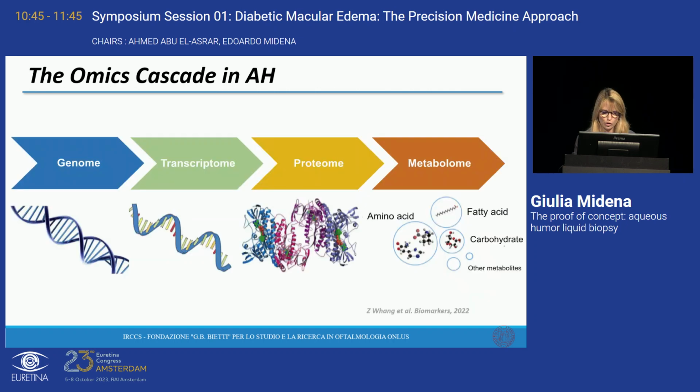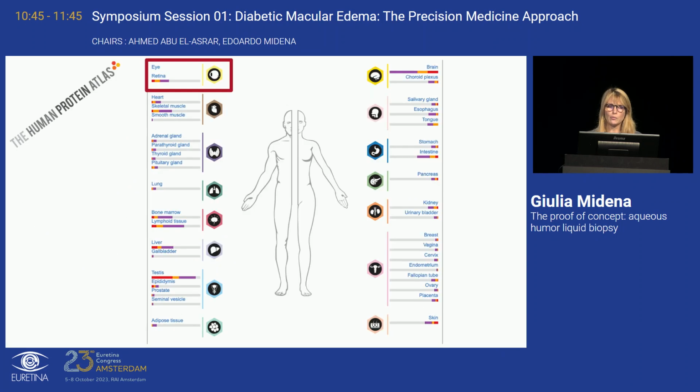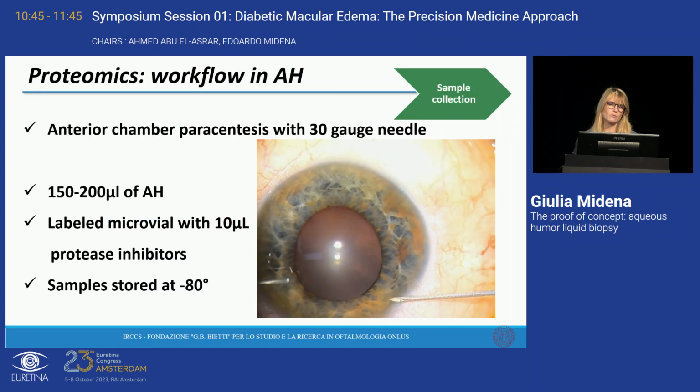So let's focus on the omic cascade in the aqueous humor, particularly the proteome. Why? Because if we check the Human Protein Atlas, we can easily see that the eye is a huge source of proteins, and the retina in particular.